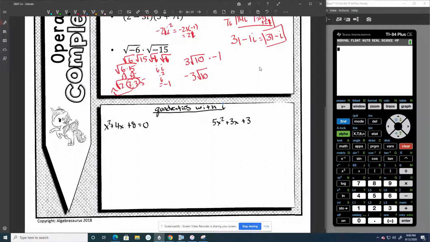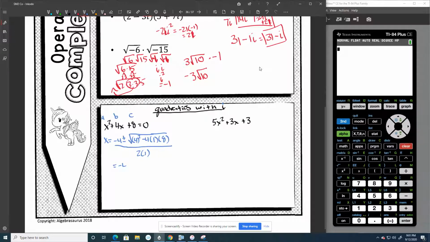Well, here we go. x squared plus 4x plus 8. Quadratic formula says x equals, here's my a, here's my b, here's my c. Opposite of b, so negative 4, plus or minus the square root of 4 squared minus 4 times a, which is 1, times c, which is 8, all divided by, whoa, don't do that, all divided by 2 times 1. Must be getting late or something.